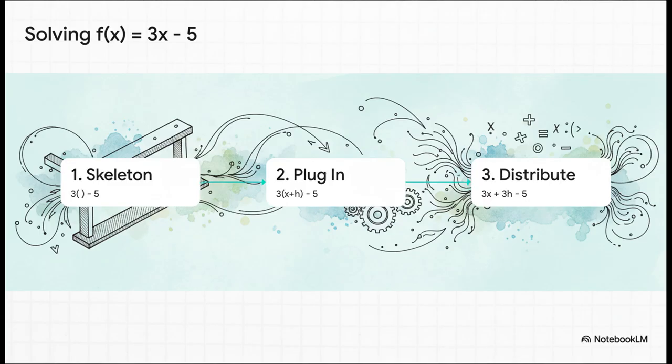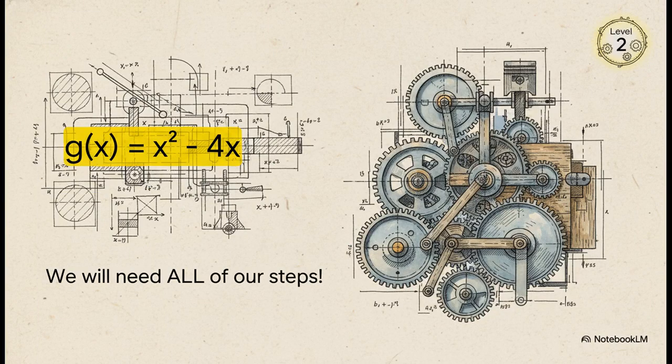Now for step 3, well, step 4 really, we distribute the 3. We get 3x plus 3h. And that's it. 3x plus 3h minus 5. Since there wasn't an exponent, we got to skip the whole expand step. See? Simple and clean. All right, time to level up a little bit.